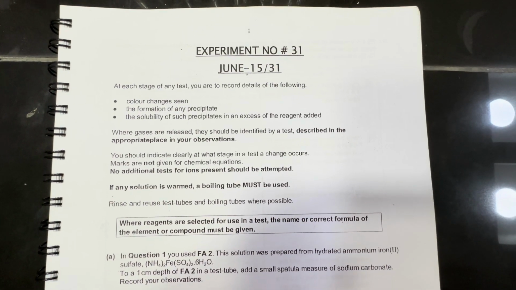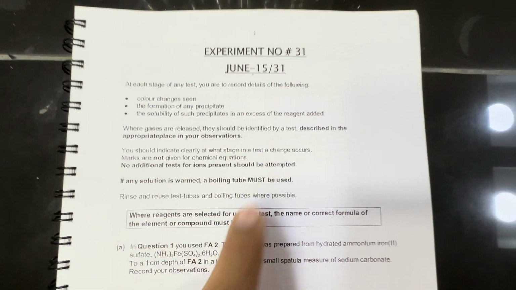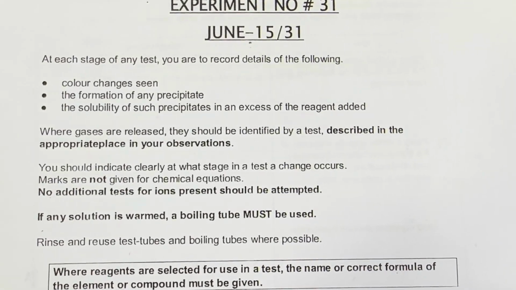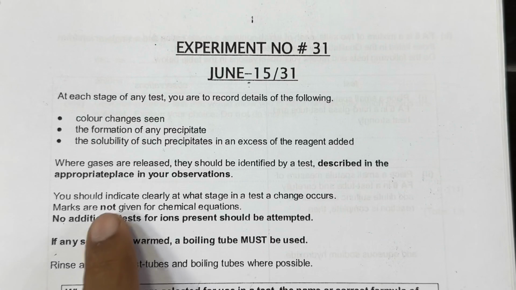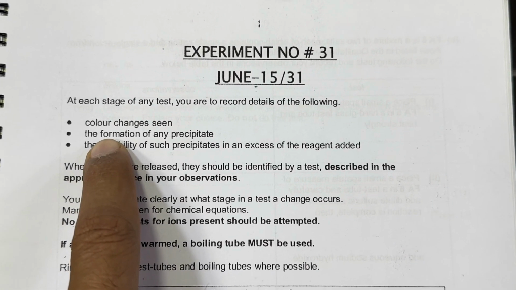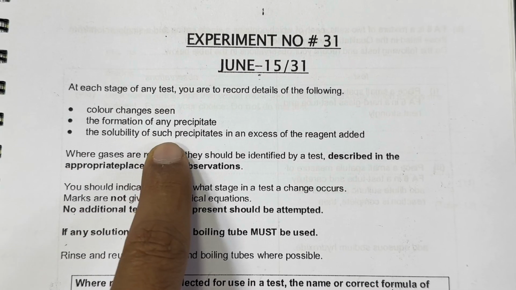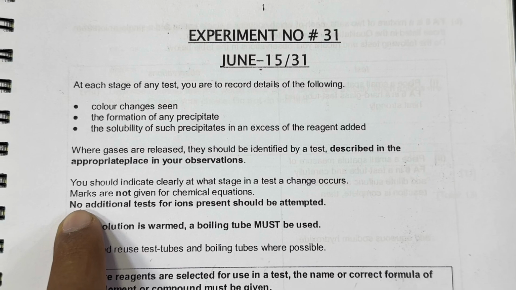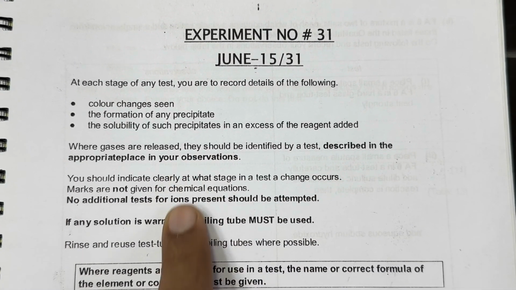Qualitative analysis question from June 15, variant 3.1. Again, in this way, we are analyzing our salt for the cations and anions, and in the same way, like previous videos, we have to see any color change, formation of precipitate, or solubility of such precipitates, and if there is any gas evolved, we have to test that gas and we have to write that in the appropriate box.